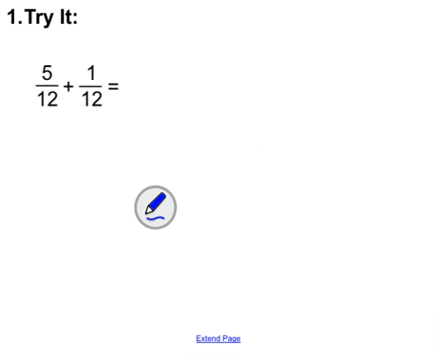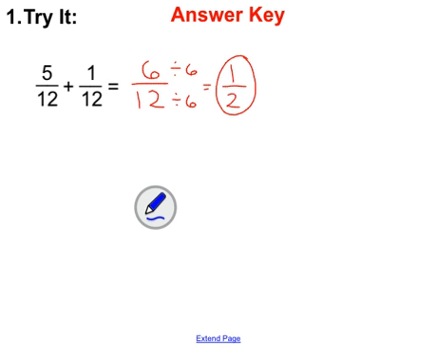Now on your worksheet, find problem number 1. You're going to copy the problem and complete it on your own. You'll want to pause the video so that you don't see the answer yet, and then you'll restart when you're done. The answer to this problem should be 6/12, which reduces to 1/2. How'd you do?